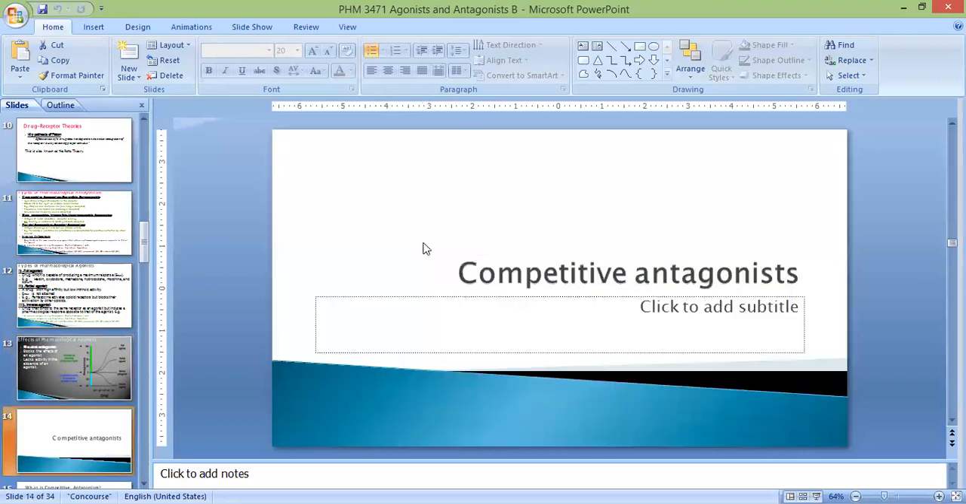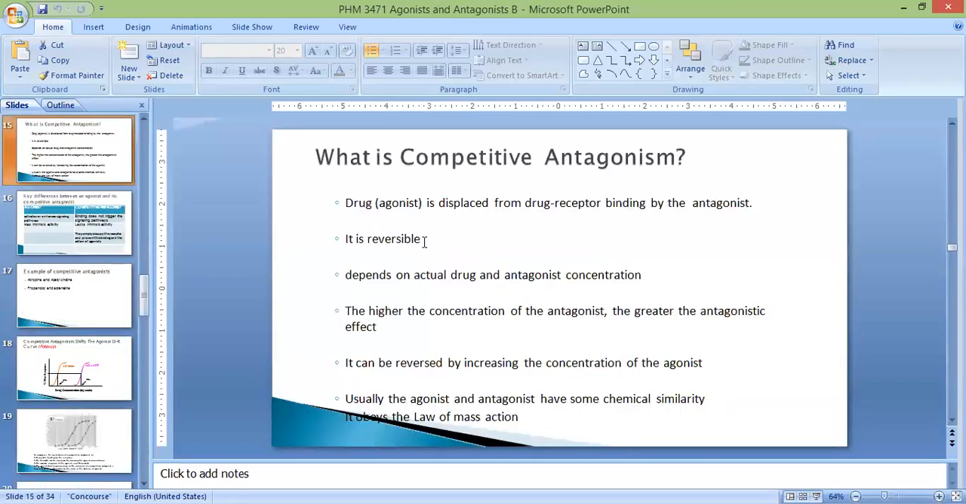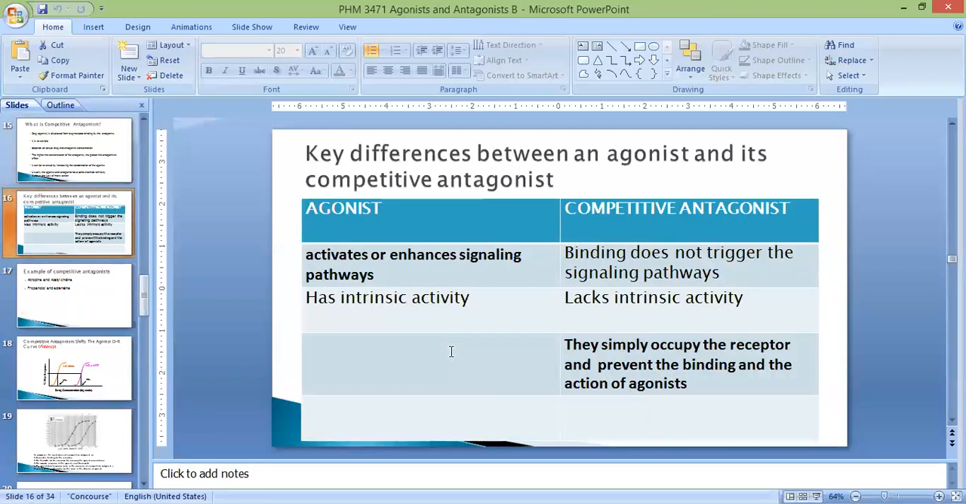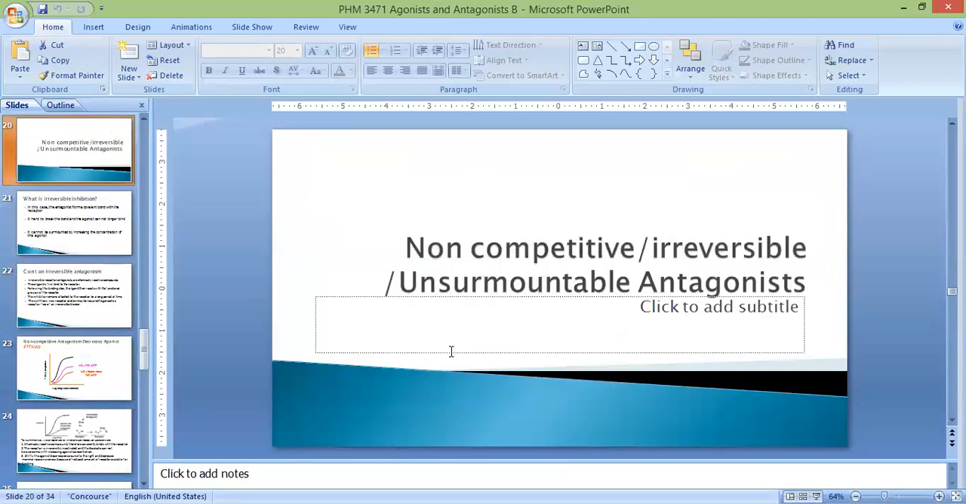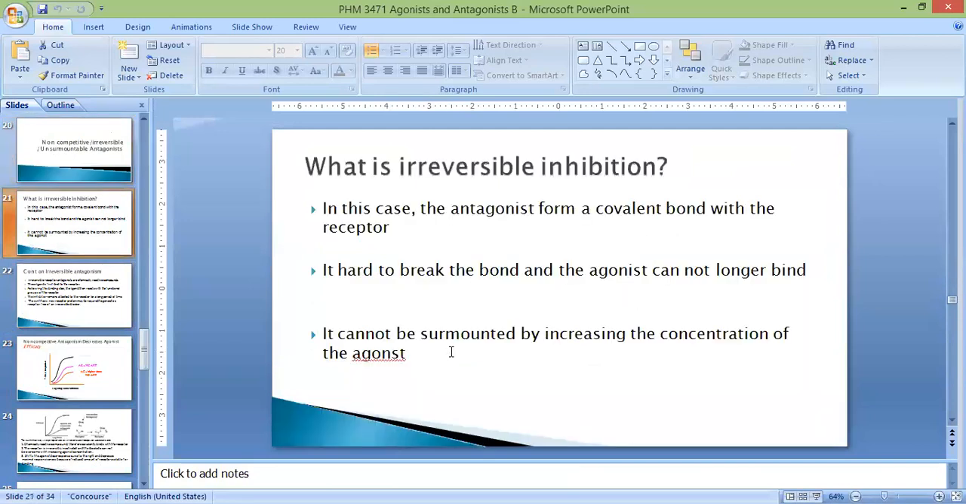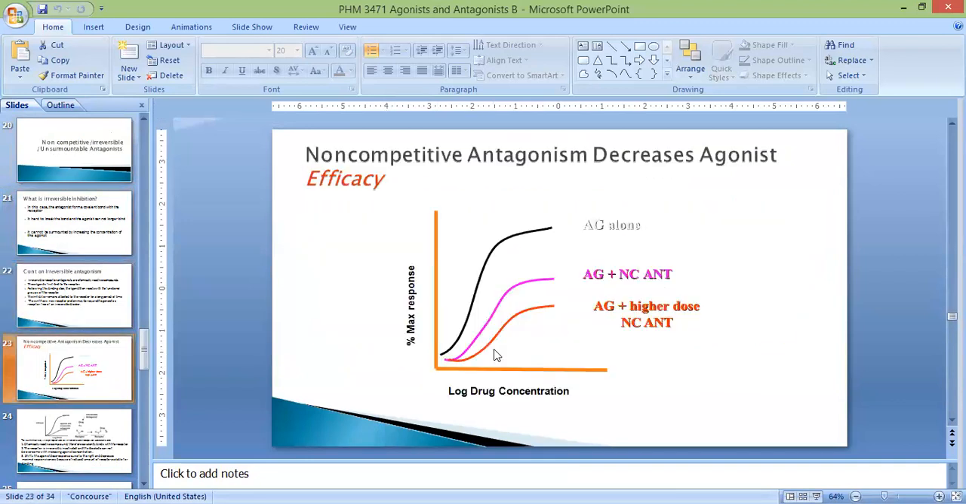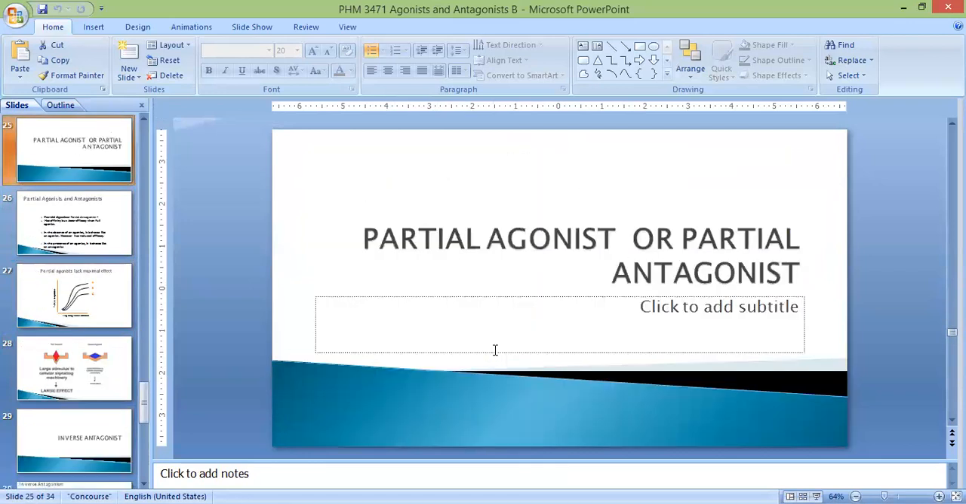Then let's move to competitive. We've already said competitive is reversible. If you increase the concentration of one, then the antagonism is reversed. Simply, yeah, we won't be repeating that. Then for non-competitive or irreversible, again, we said there's formation of a covalent bond. Breaking a covalent bond in the body is so hard. So even if you increase the concentration of the agonist, you cannot reverse this antagonistic effect.